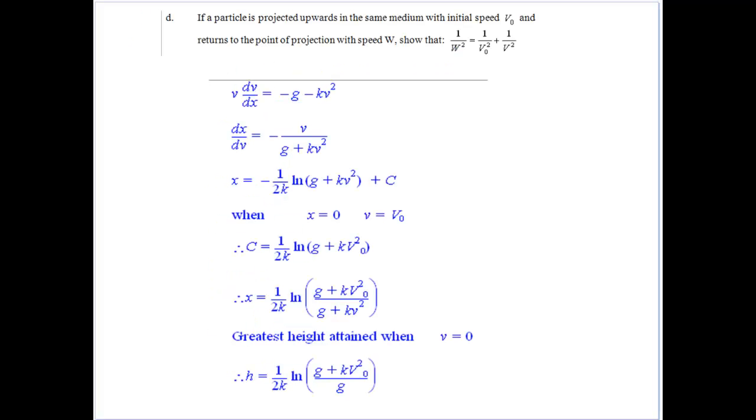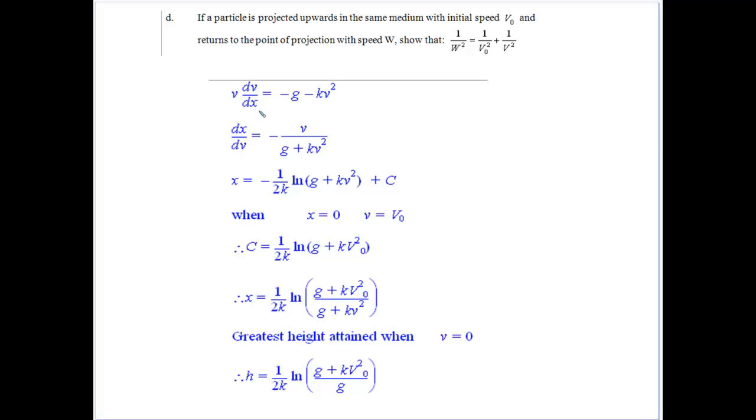Again, the algebra, be careful with it. If the projectile now is projected upwards in the same medium, with initial speed of v0, and returns to the point of ejection with speed w, show that you get that. So again, as we said before, if we start with motion upwards and then downwards, we start with our new point of origin.